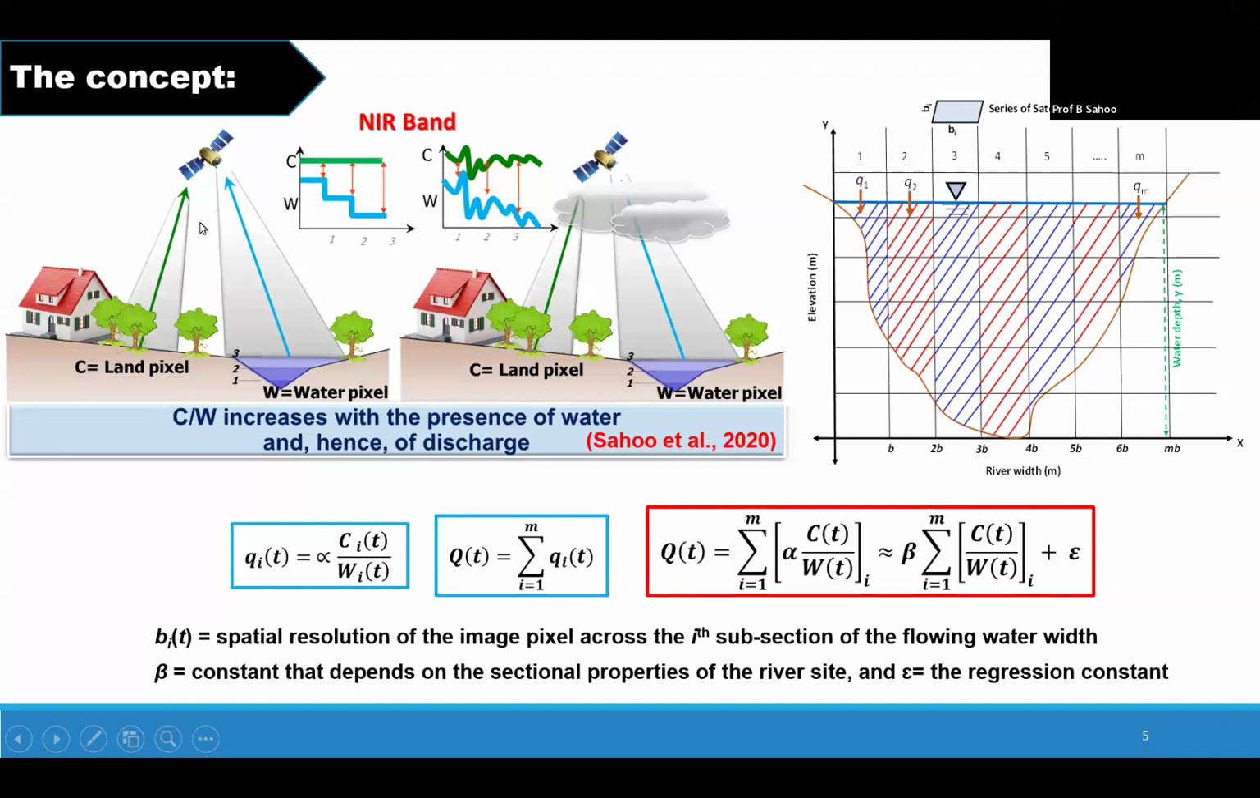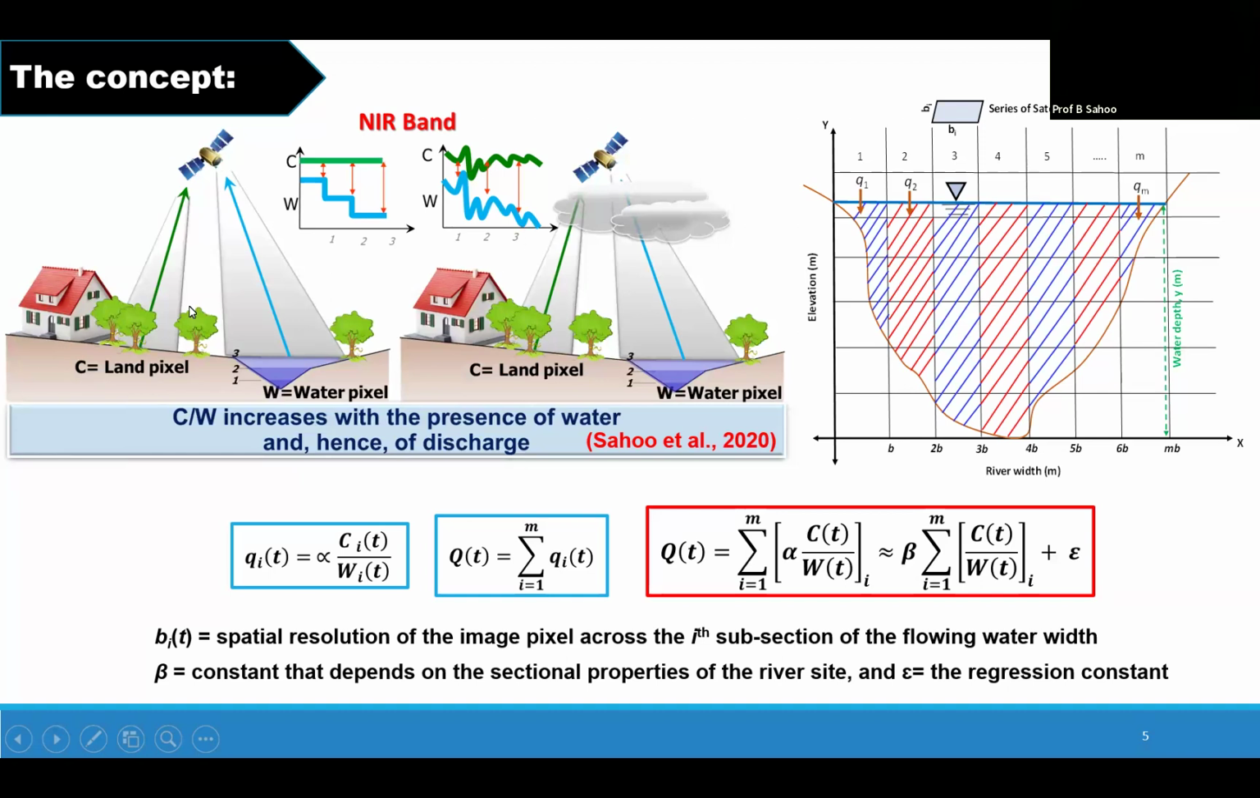Maybe there are dust particles, maybe pollution is there, so they may absorb some energy or radiation. Because of that, it is seen that in around 50 square kilometer of area, the disturbance is almost similar. So if we divide this C by W, the atmospheric effect can be neglected. Some amount of noise is there in the C pixel, some amount of noise is there in the W pixel, so if we divide, it mostly cancels out. That's why we are relating this Q, that is discharge, with respect to the C by W pixel.